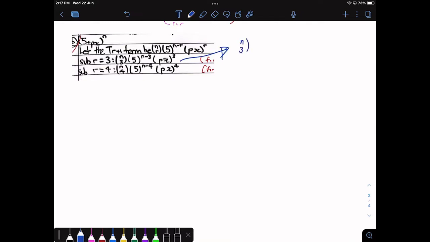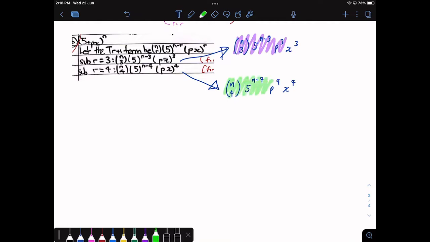If I rewrite it, it will be n choose 3 times 5 power n minus 3 times p power 3 times x power 3. The other one will be n choose 4 times 5 power n minus 4 times p power 4 times x power 4. Now we can see the coefficients very clearly already. This part here and that part there. Then you just have to equate them, since their coefficients are the same.